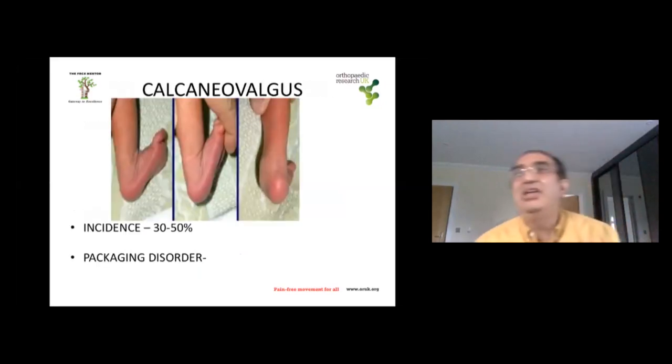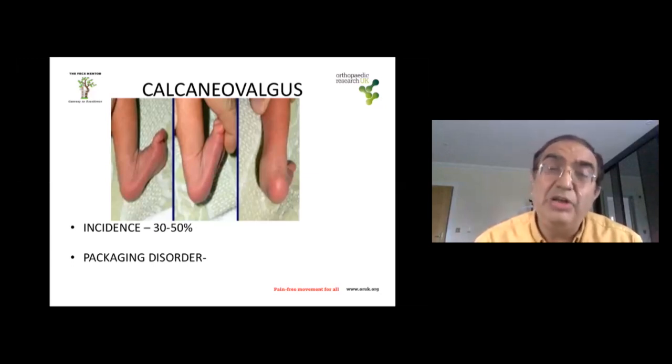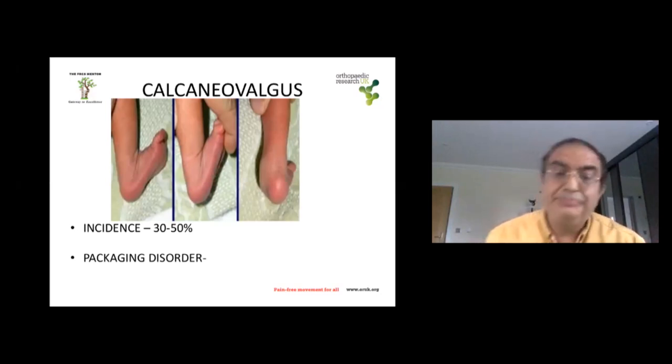So this is a calcaneovalgus foot. Essentially, it's a packaging disorder. When it's a packaging disorder, it is associated with other packaging disorders, which include DDH, torticollis, and metatarsus adductus. So when they take you through the slides of the calcaneovalgus foot, please say that you want to examine the hips to rule out DDH.